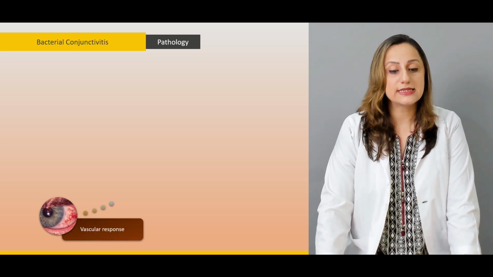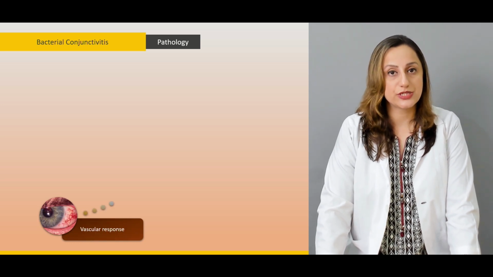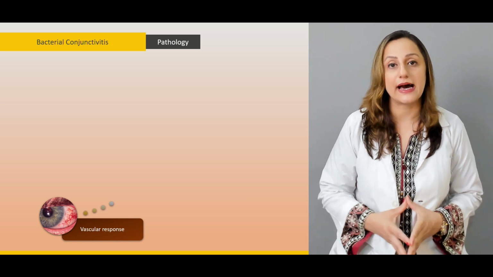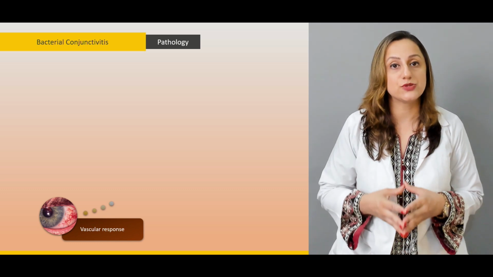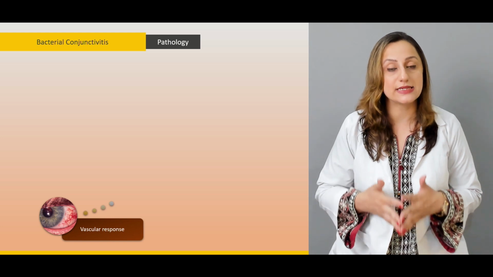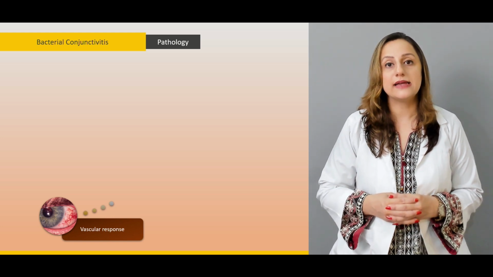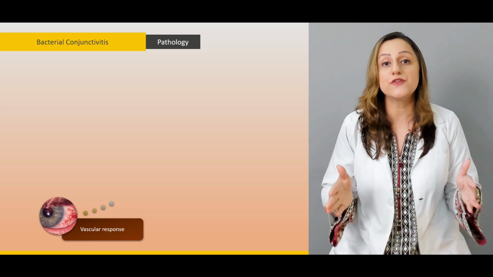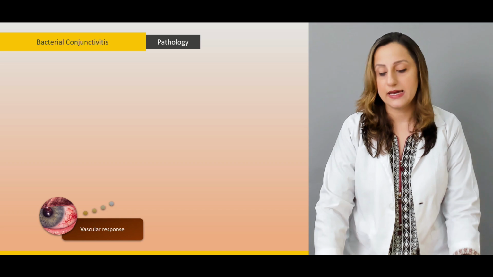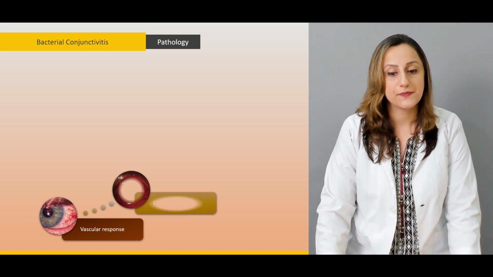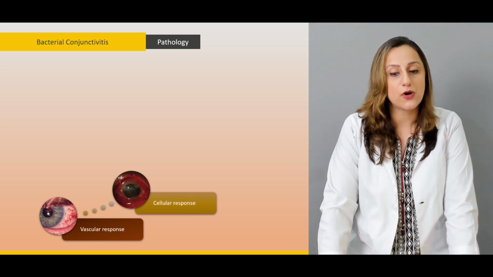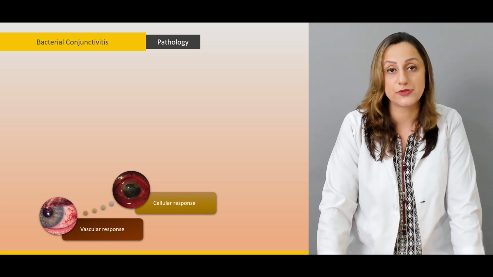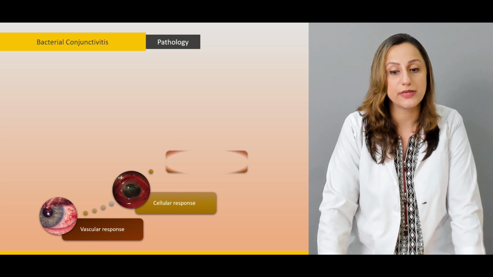The pathological states would include a vascular response. Whenever we say a vascular response, it means that the blood supply to the conjunctiva would be increased in these cases, and there would be a vasodilatation response. The cellular infiltrates would be present at the conjunctival sac. And then we'd have a cellular response, with all of those inflammatory cells present at the site of inflammation.